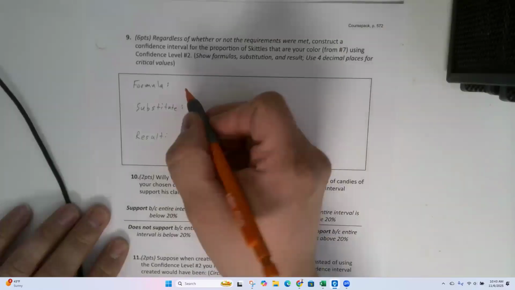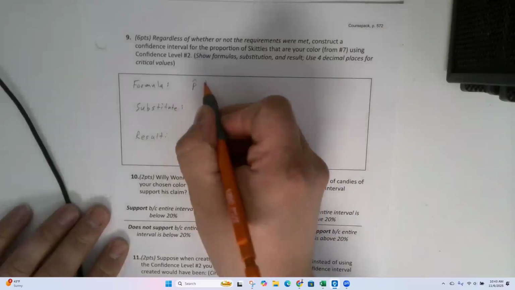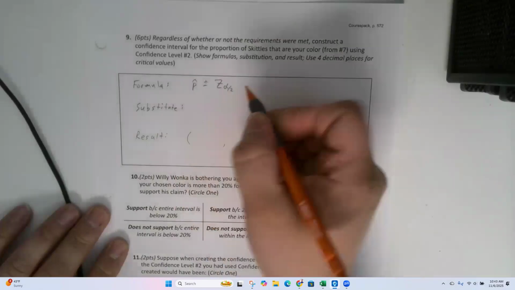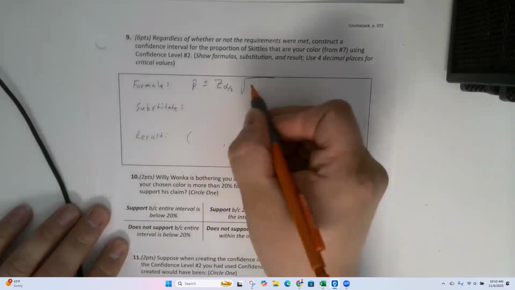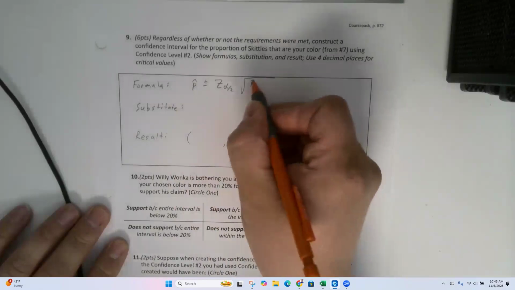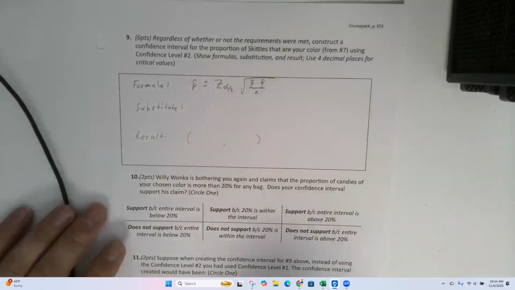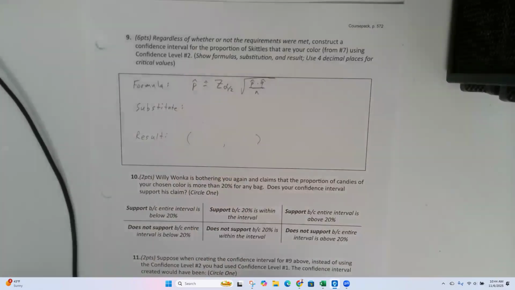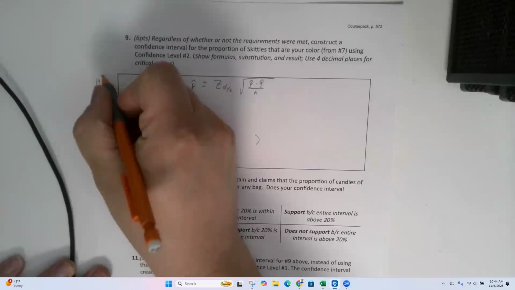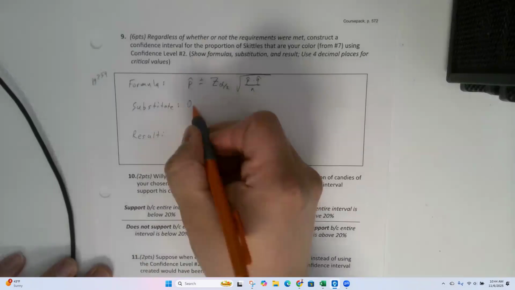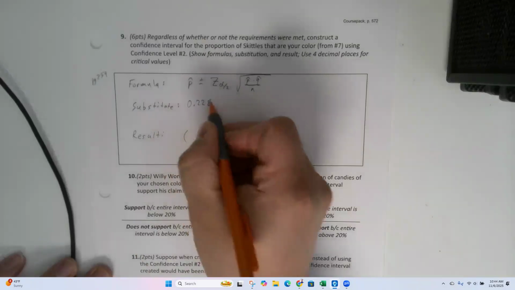Formula for this: p hat plus or minus z alpha over 2, big old square root, p hat times q hat over n. All right. And again, that's page 259. Same formula, right? We're doing the exact same thing, except just plugging in different numbers.